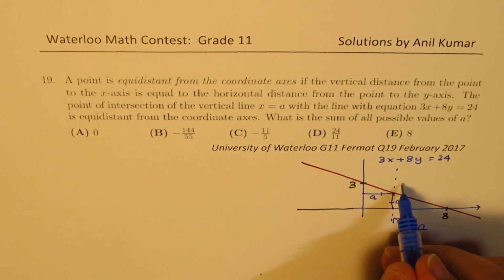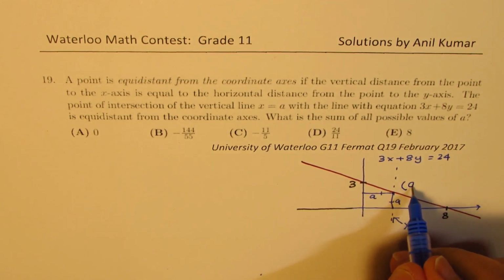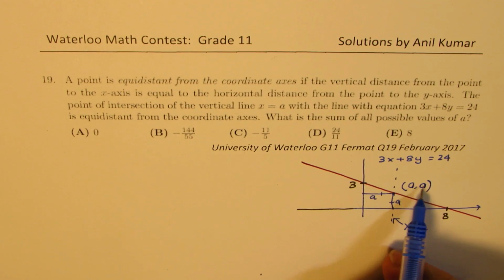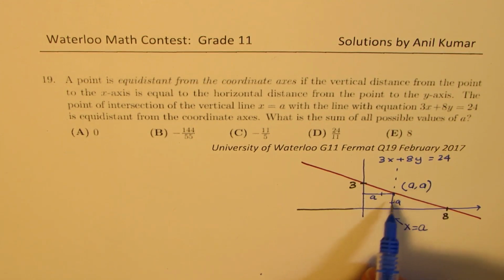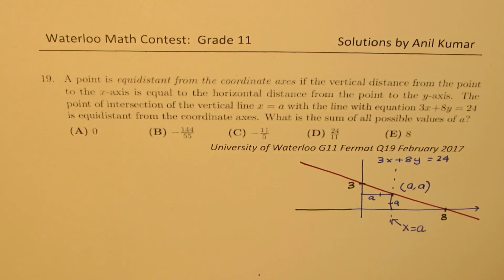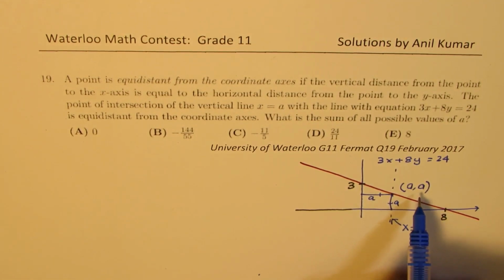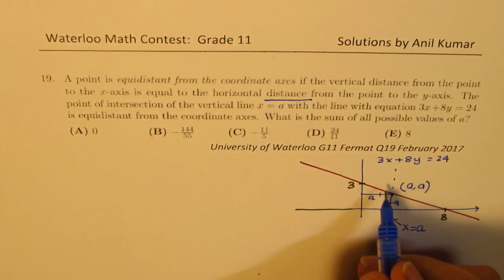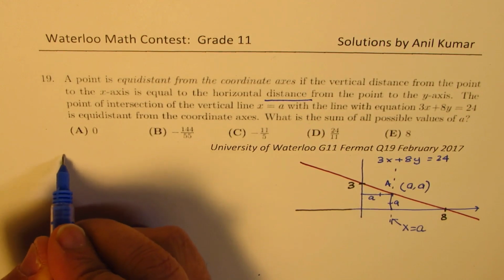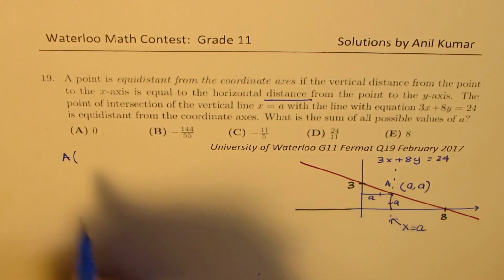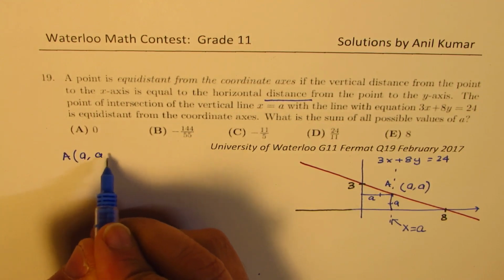Now this point could be (a, a). So in this case, both x and y values are the same, so the distance is the same. Perfect. So that's how you get a point. Now, the important thing here is we are talking about distance, correct. So we have one point here, which we're just calling point (a, a), coordinates on this line are (a, a).